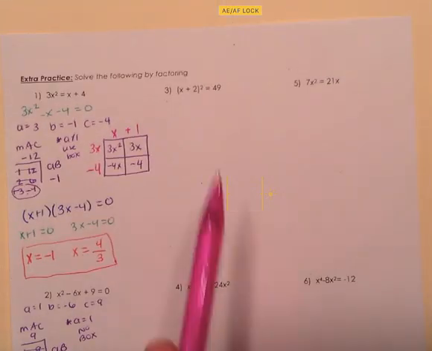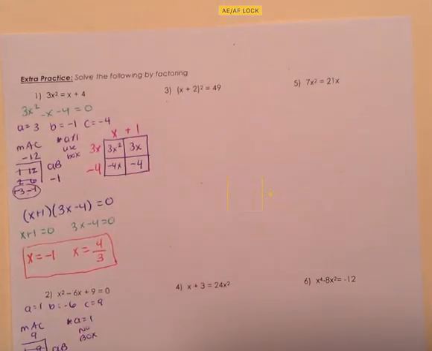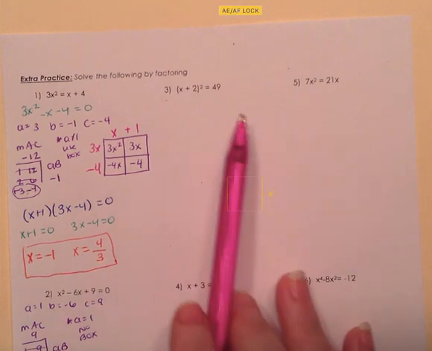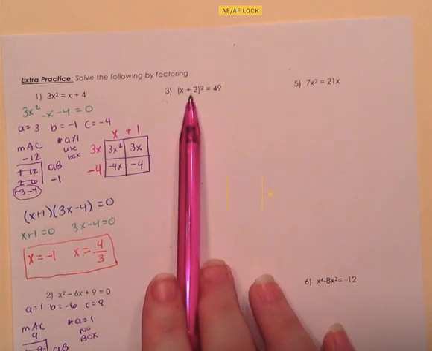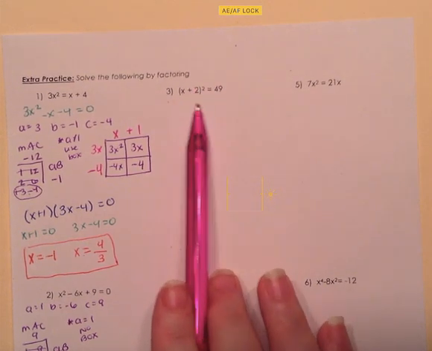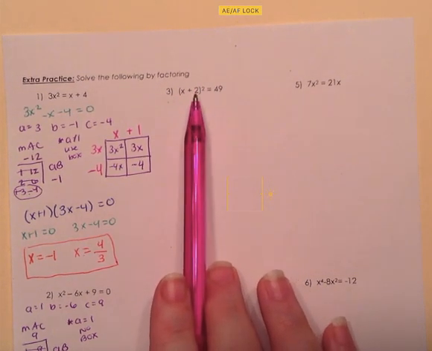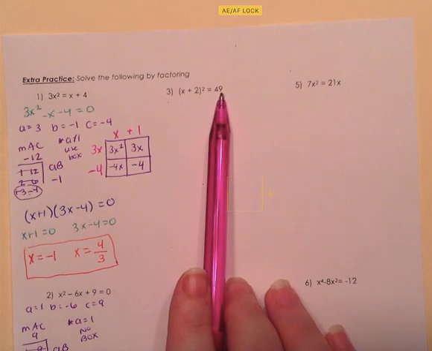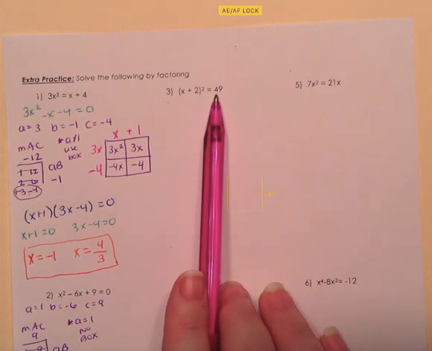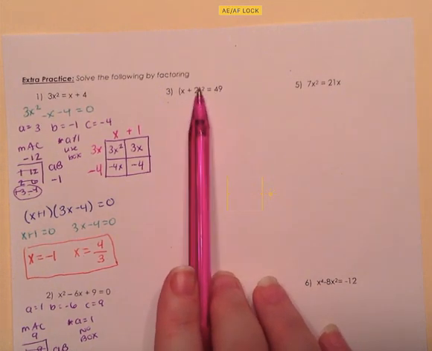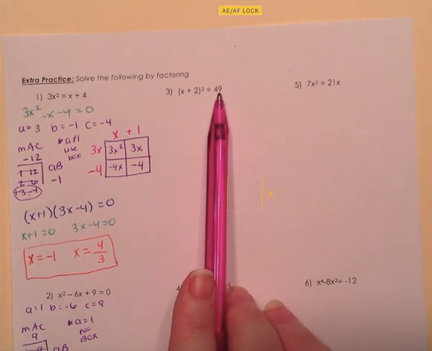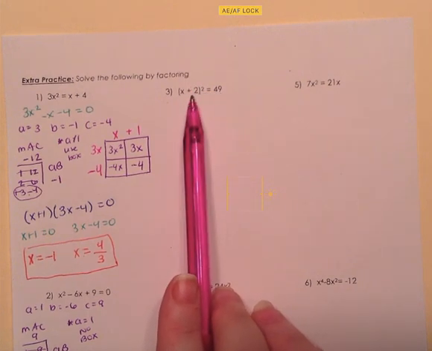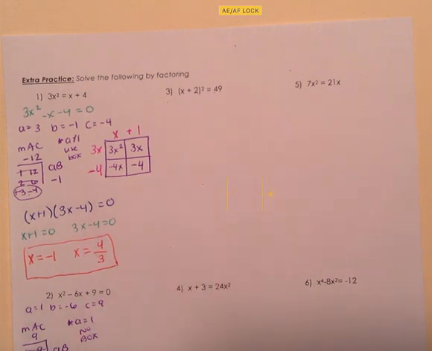If we go up to number 3, we have parentheses x plus 2 squared equals 49. This is in vertex form, which doesn't help us actually find our x-intercepts. We have to put this back into standard form and then refactor it. This is not factored because it's not equal to 0. This is what a lot of people will struggle with because it looks like it's in factored form. If it was equal to 0, it would be in factored form, but it's not. So what that means is we have to rewrite this out so that we can put it into standard form.